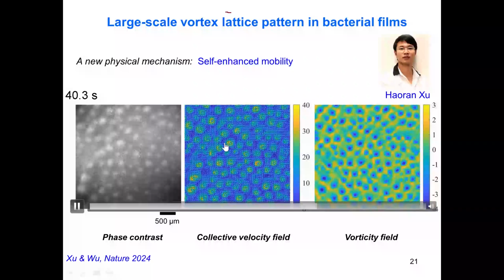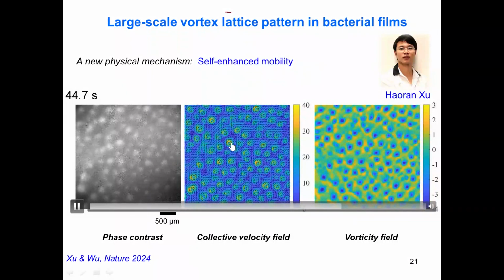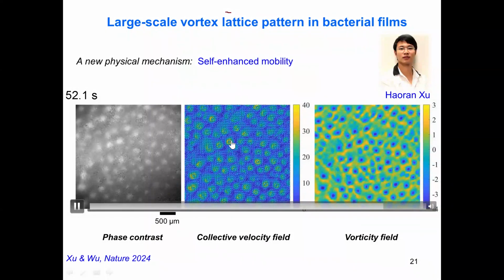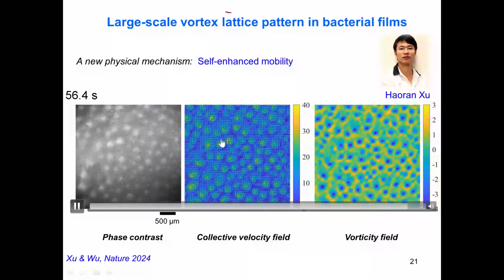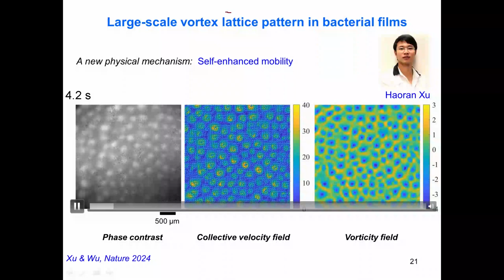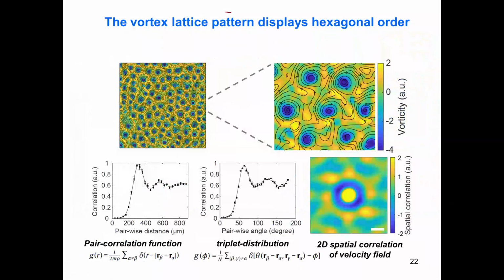Each vortex has a size of roughly 300 micron, consisting of about 10,000 cells. They are highly stable, and they do not need any spatial guidance or spatial confinement. And they form spontaneously. So this lattice displays hexagonal order as can be quantified by calculating the pair correlation function or the triplet distribution function.